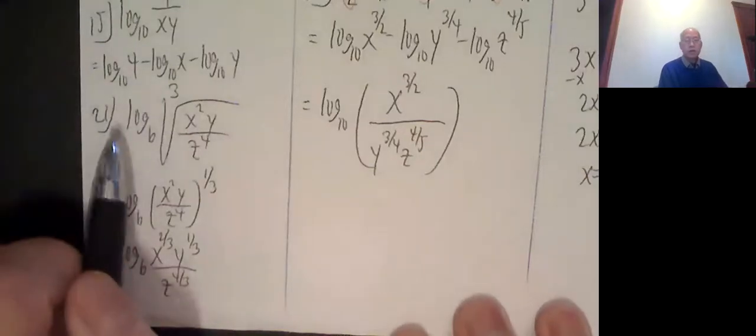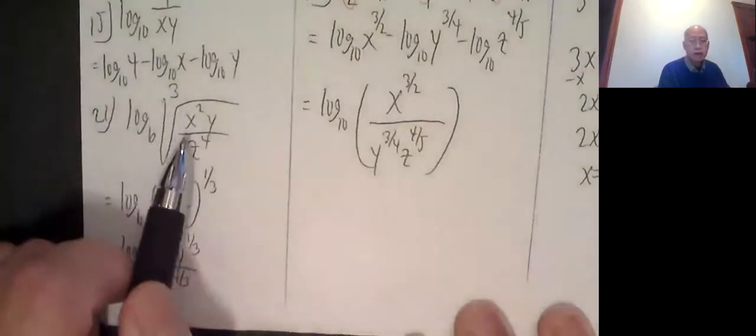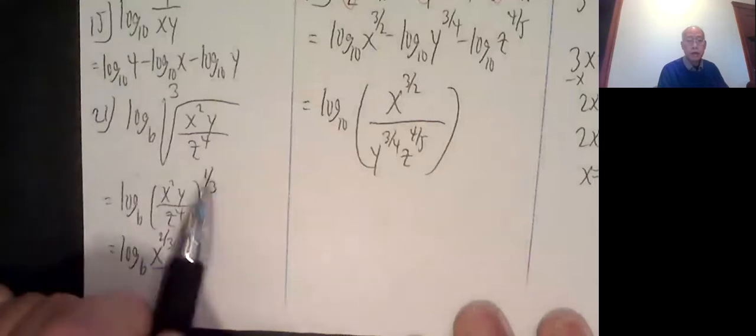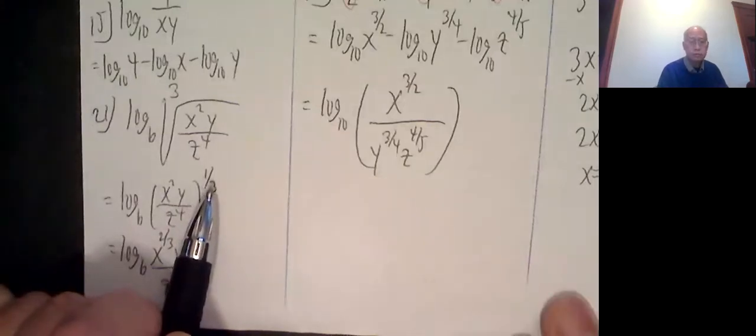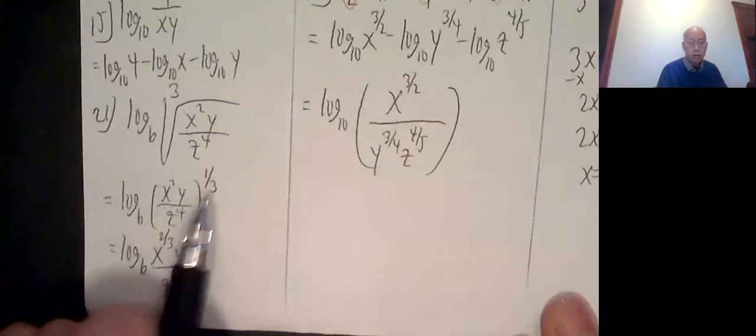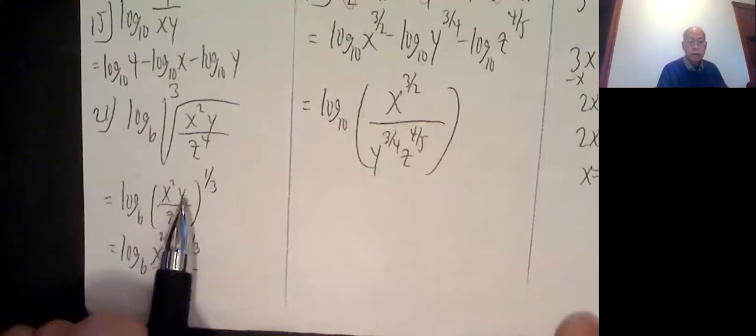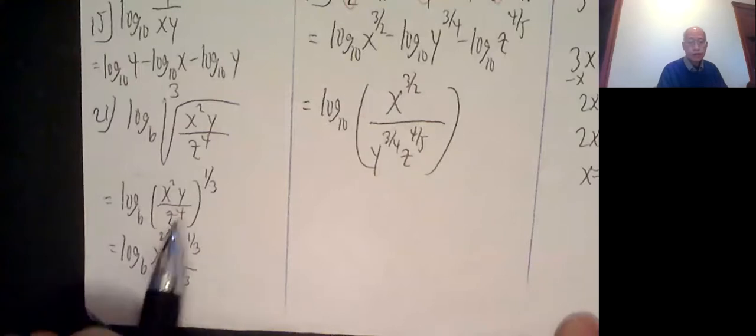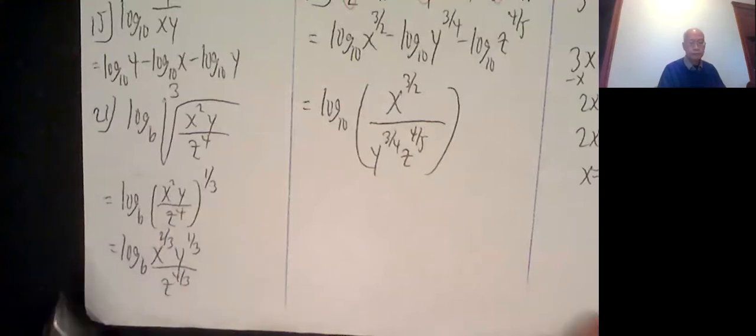24, log base b of cube root of all this mess. First, I'll write it all as to the 1/3 power. And then I'll distribute the 1/3 here, here, and here. So 2 times 1/3 is 2/3. Y to the 1/3. Z to the 4 times 1/3 is 4/3.